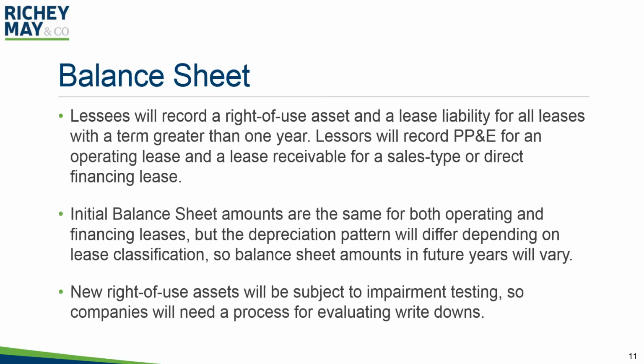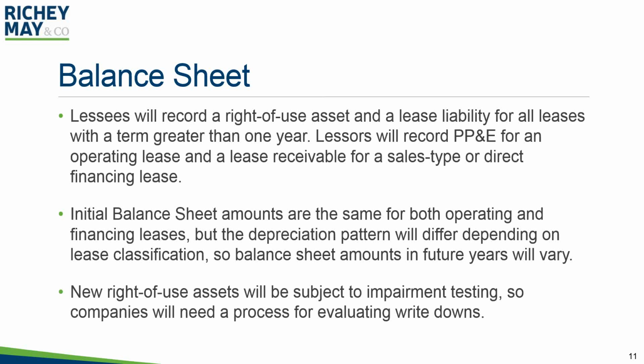So on the balance sheet, what you're going to do is lessees are going to record a right of use asset and a lease liability for all leases with a term greater than 1 year. On the flip side, lessors are going to record property, plant, and equipment for an operating lease or a lease receivable or sales type lease for a direct financing lease.